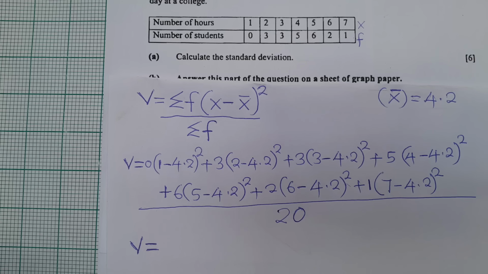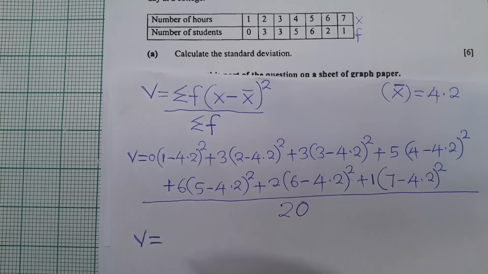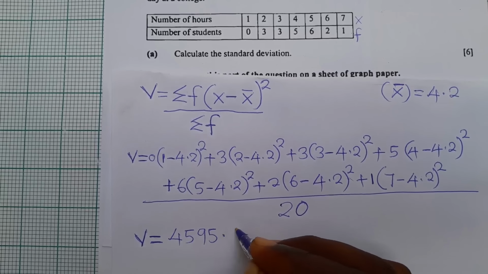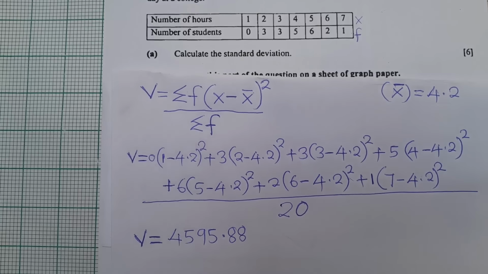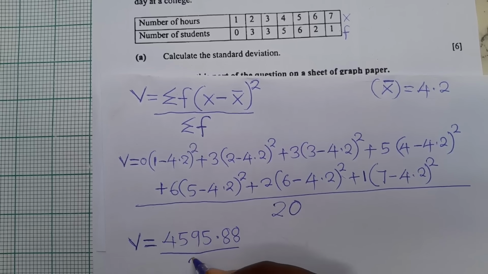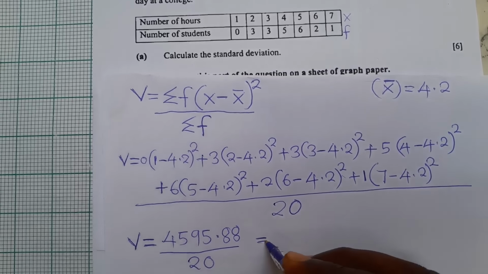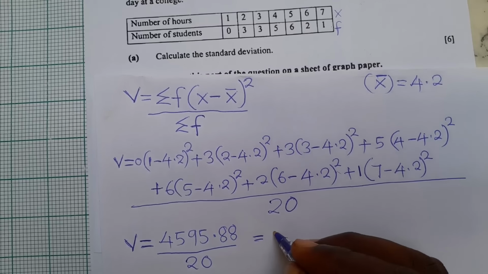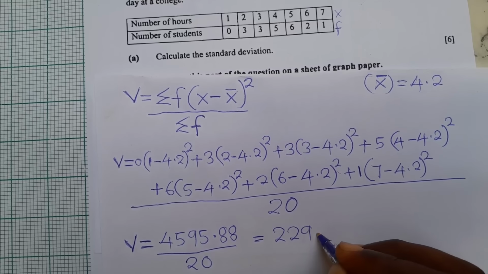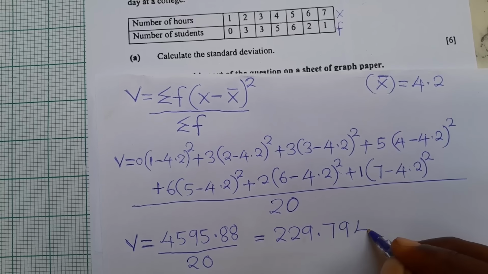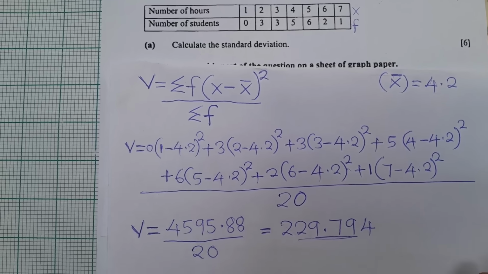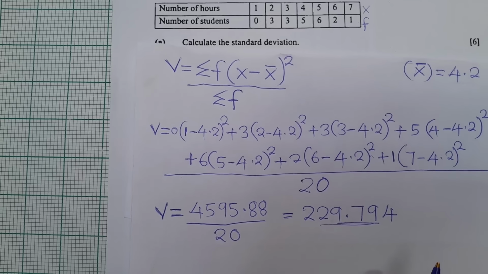So you confirm with me if you're also getting the same answer. I can make a mistake even as I'm punching. I'm getting 0.88. I divide by 20. What is my answer there? I'm getting 229.794. This is the answer that I'm getting as my variance. But the question was telling me to find the standard deviation.